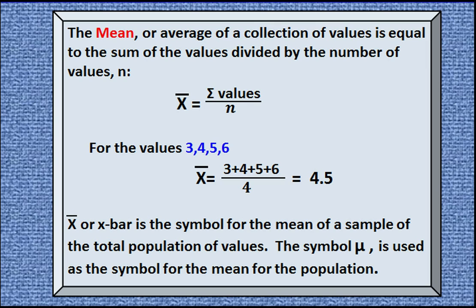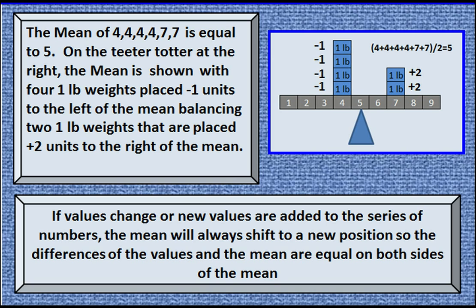X bar is the symbol for the mean of a sample of the total population of values. The symbol mu is used as the mean for the population. The mean of the values 4, 4, 4, 4, 7, and 7 is equal to 5.